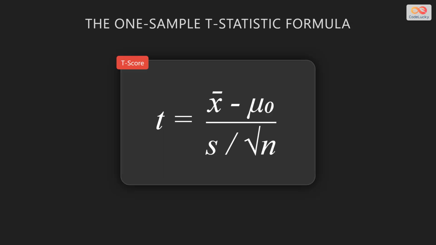Here is the formula for calculating the t-score. It looks very similar to the z-score formula. We take the sample mean, subtract the hypothesized population mean, and then divide by the standard error. The standard error here is calculated using the sample standard deviation divided by the square root of n.